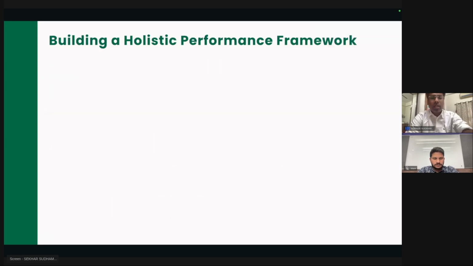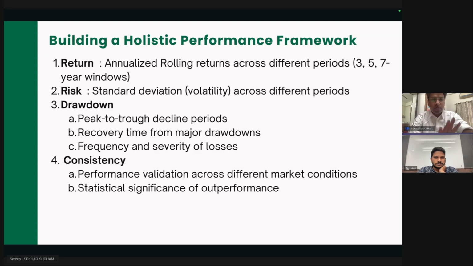So I've talked about the three pitfalls. Let's see what metrics one should focus on, or what kind of framework one should develop when evaluating the performance of different indices. I've listed 4 such key metrics, and I'll talk about each of them in detail. The first one, as you're all aware, is returns.